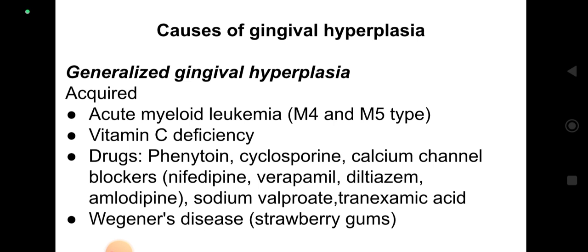Causes for generalized gingival hyperplasia may be acquired or congenital. In acquired causes, we have acute myeloid leukemia, vitamin C deficiency, drugs like phenytoin, cyclosporin, calcium channel blockers like nifedipine, verapamil, diltiazem, amlodipine, and sodium valproate and tranexamic acid. Diseases like Wegener's disease, which causes strawberry gums.